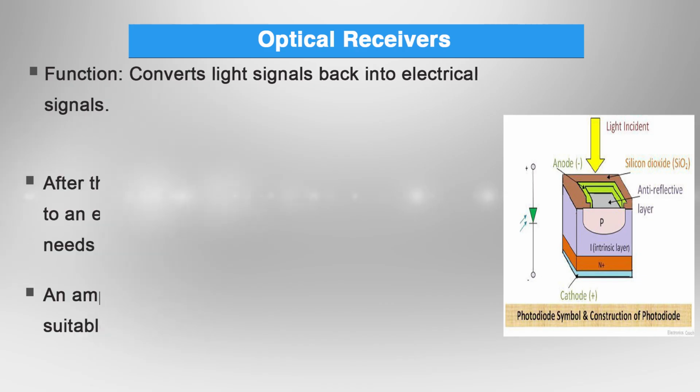Second type of optical receiver is coherent detection receivers. It uses a local oscillator laser to mix with the incoming signal before detection, allowing the extraction of amplitude, phase and polarization information. This type of receiver offers higher sensitivity and spectral efficiency, making it suitable for high capacity and long distance communication system.